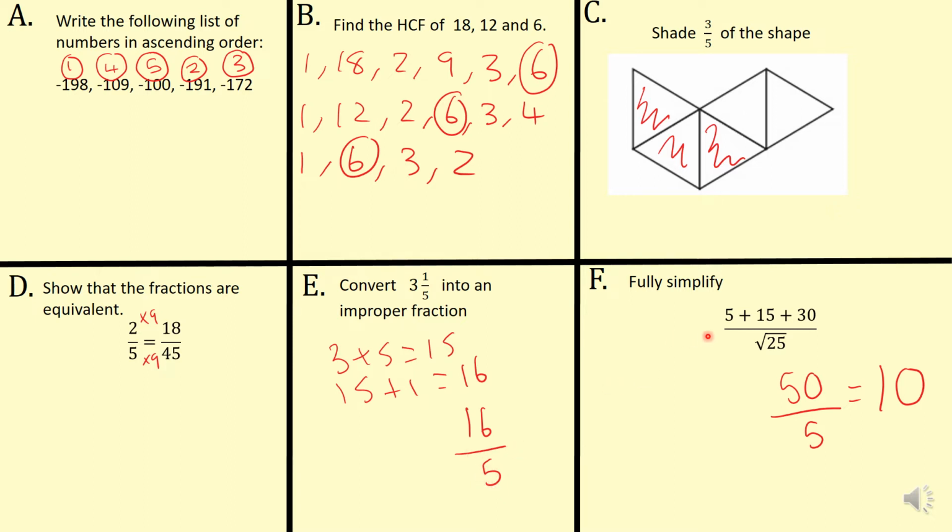And fully simplifying: when you're dealing with a fraction, you do the calculation at the top, so you do 5 add 15, which is 20, then 20 add 30, which is 50. That 50 goes at the top. Then for the denominator, you have the square root of 25, which is 5, and at the end you have 50 over 5, which is the same as 50 divided by 5, which is equal to 10. As I said, don't forget to record your score out of 6 and email it to your class teacher.